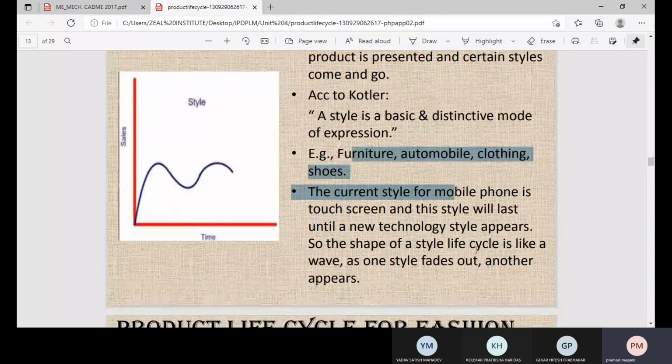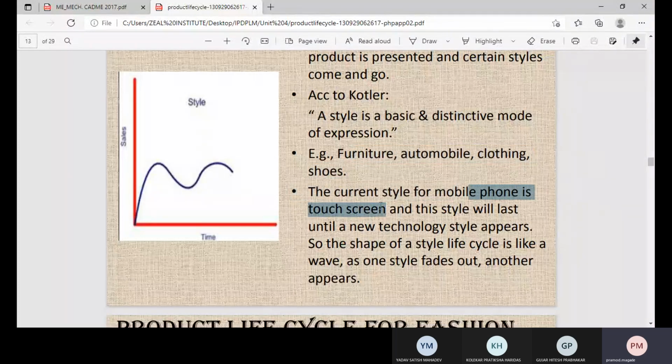The current style for mobile, here they have mentioned the example related to the mobile phone, is touch screen. And this style will last until a new technology style appears.